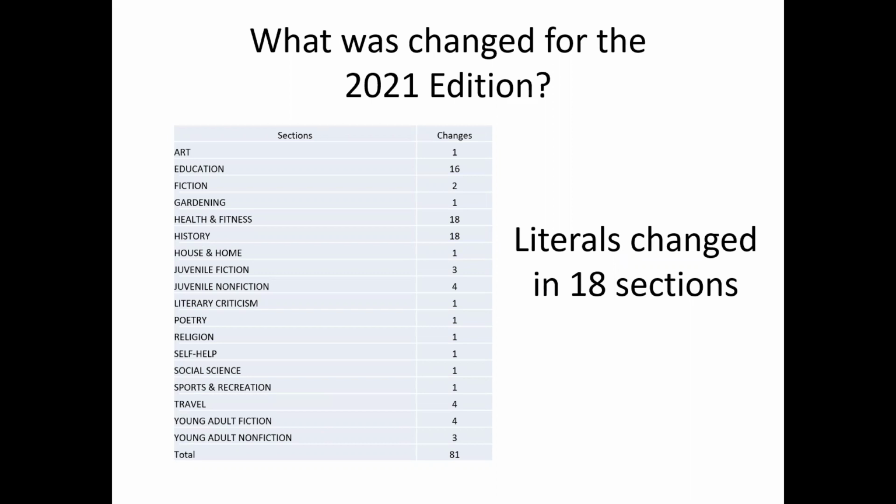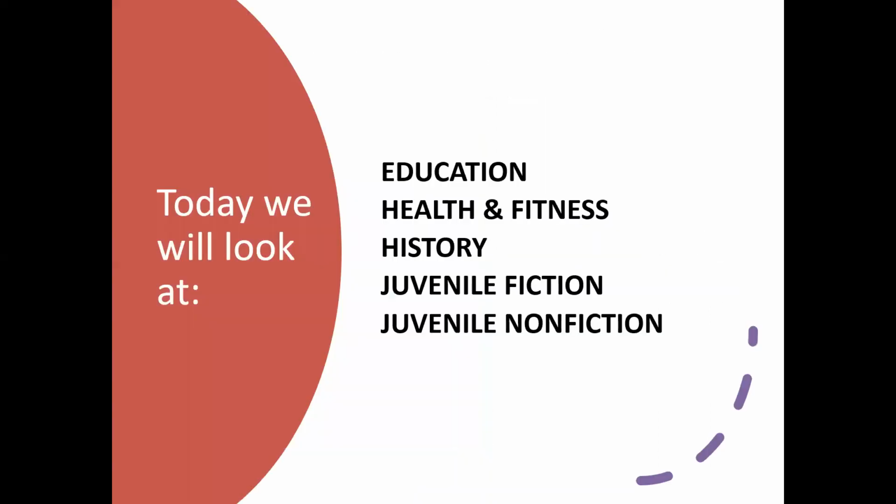And we changed the literals in 18 sections. Again, education was a big one, history. We made a lot of literal changes in health and fitness, and just one-offs in some other sections. Today we'll talk about education, health and fitness, history, juvenile fiction, and juvenile nonfiction. Those are the 5 sections in which the most additions and changes were made.